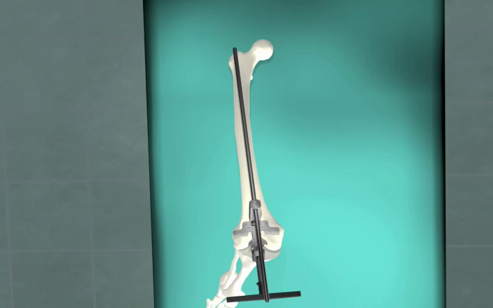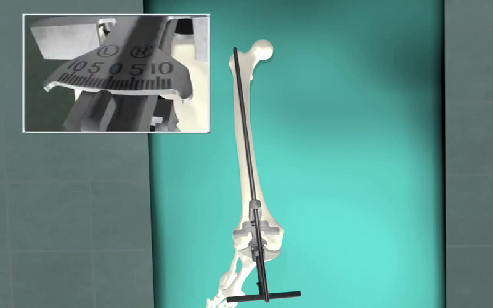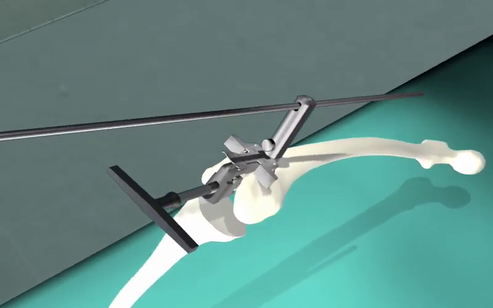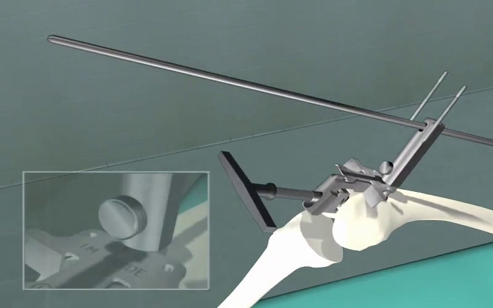Alternatively, the guide can be aligned at 3 degrees, 4 degrees, or 5 degrees, depending upon the patient's height. The guide is drilled and pinned.